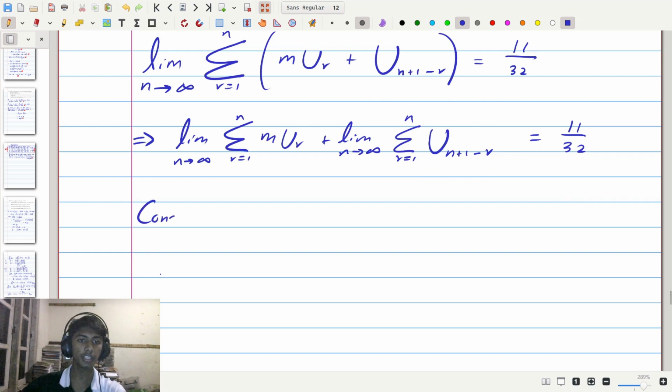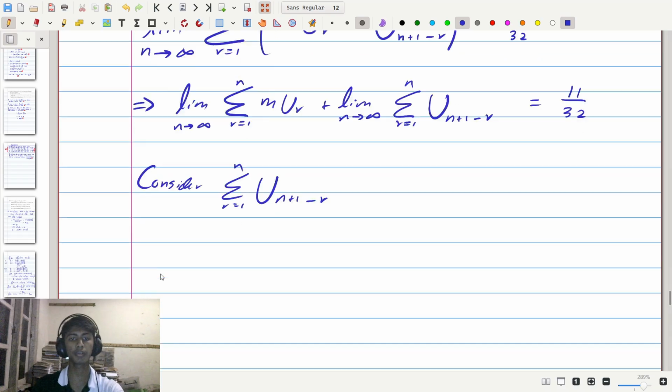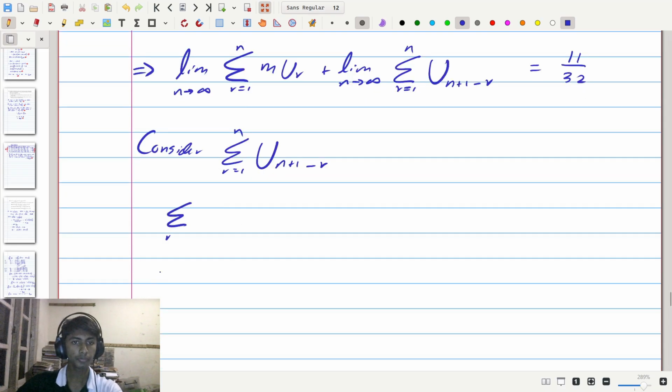So what we're going to do is to consider the sum from r equals 1 up to n of u of n plus 1 minus r. Now considering this sum, it can be found if we simply consider substituting different values of r into here. So for the first value r equals 1, we have u of n plus 1 minus 1, which is u of n. For the second term, we have r equals 2, which is going to be u of n plus 1 minus 2, which is u of n minus 1. The next term would be u of n minus 2 and so on.